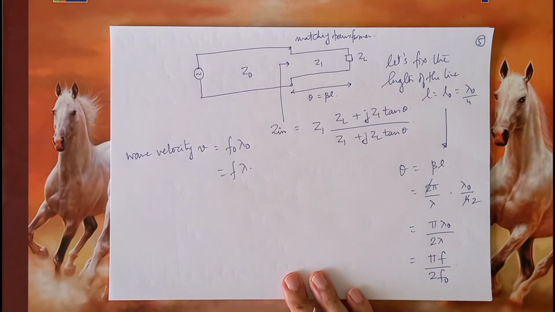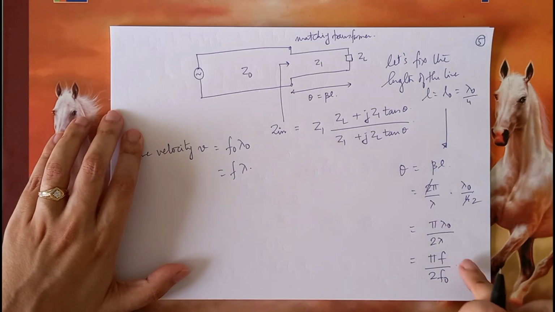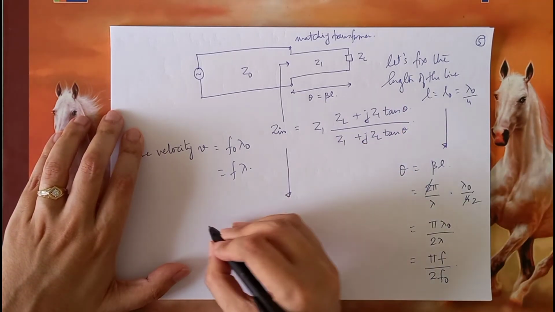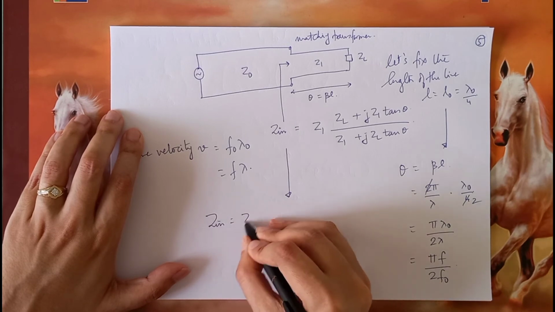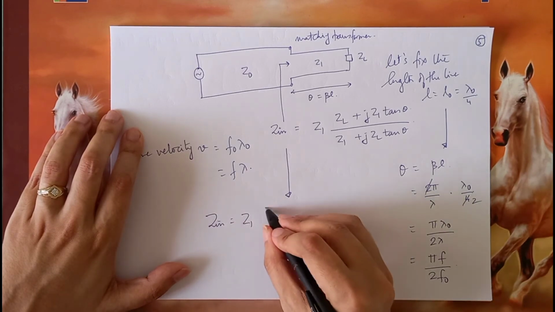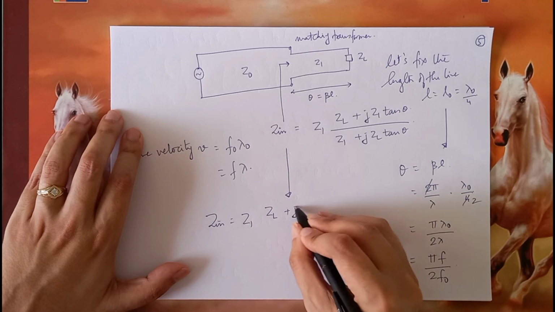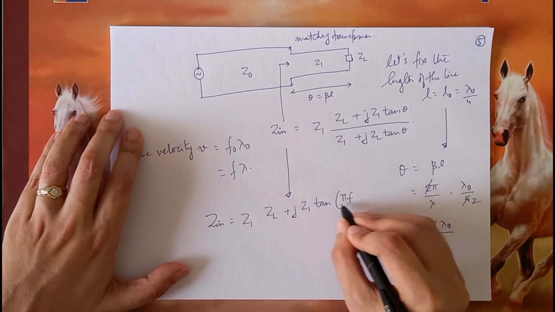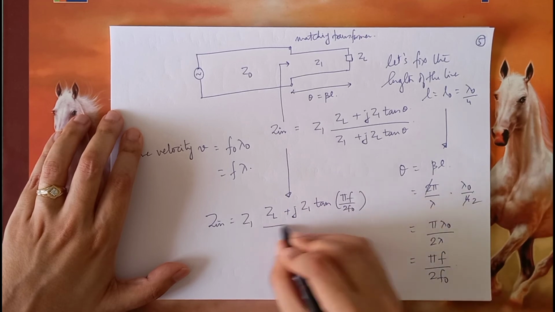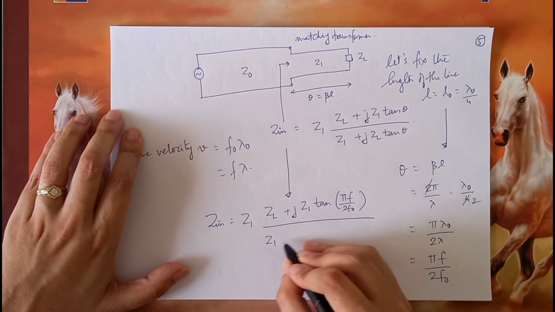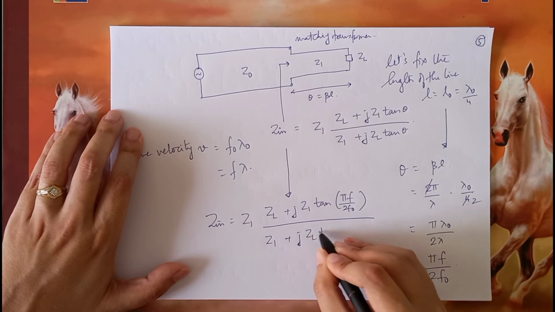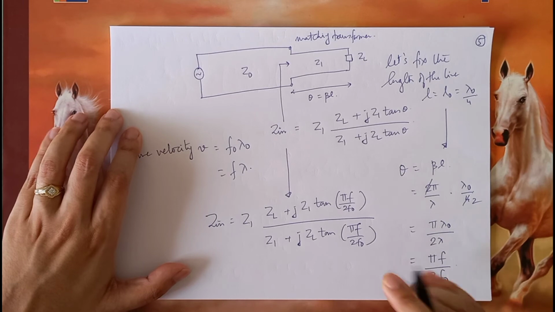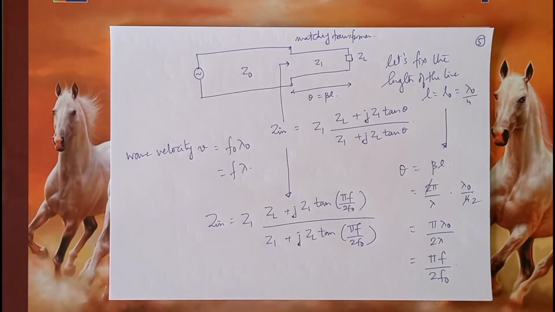So now, if you put this quantity theta in Zin, what do you get? You get Zin becomes equal to Z1 times (ZL plus jZ1 tan(pi f by 2 f0)) divided by (Z1 plus jZL tan(pi f by 2 f0)). Right?